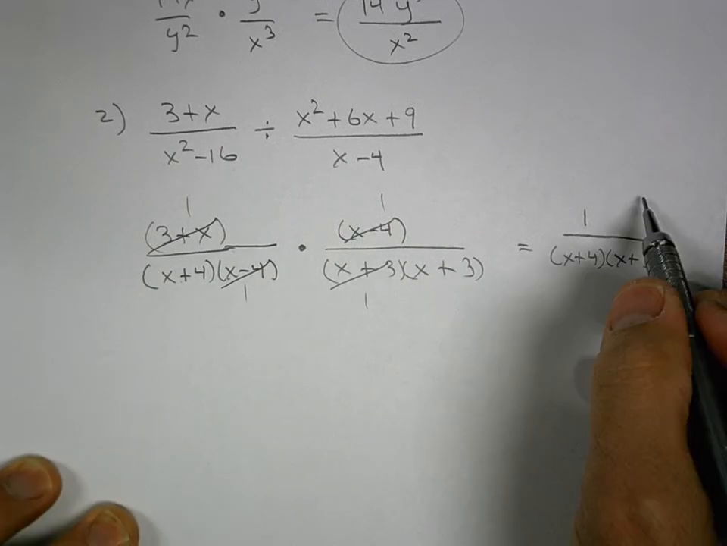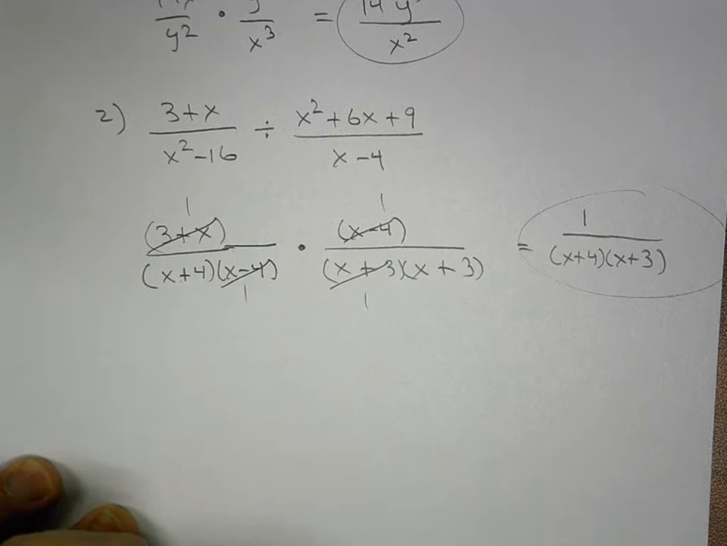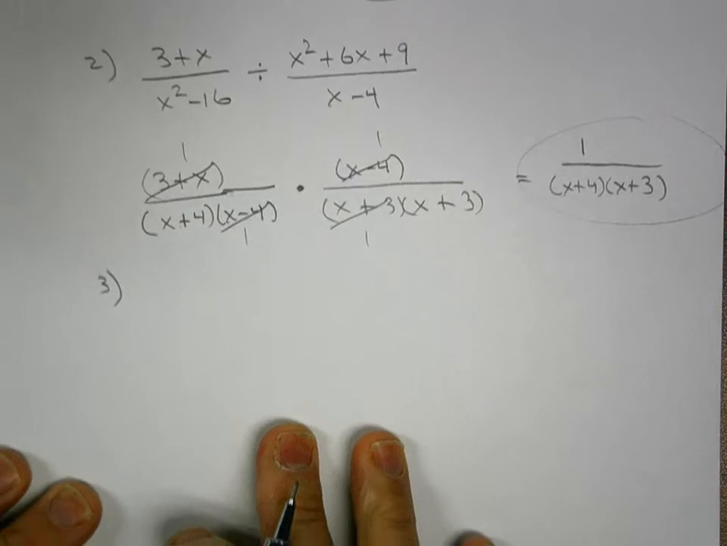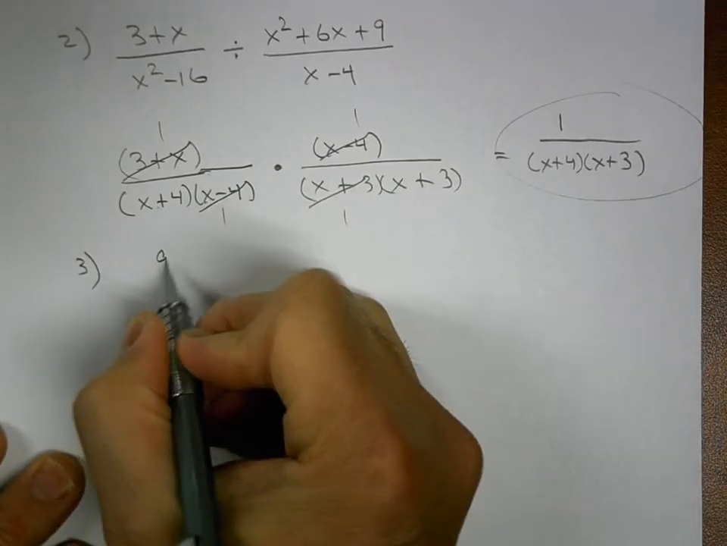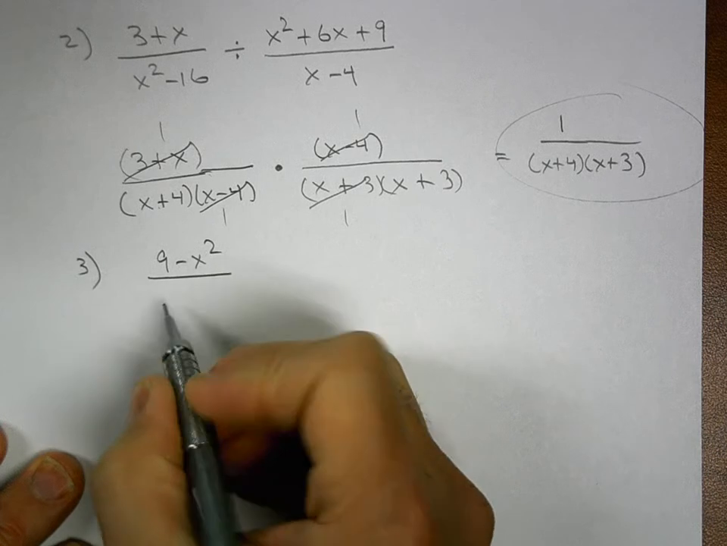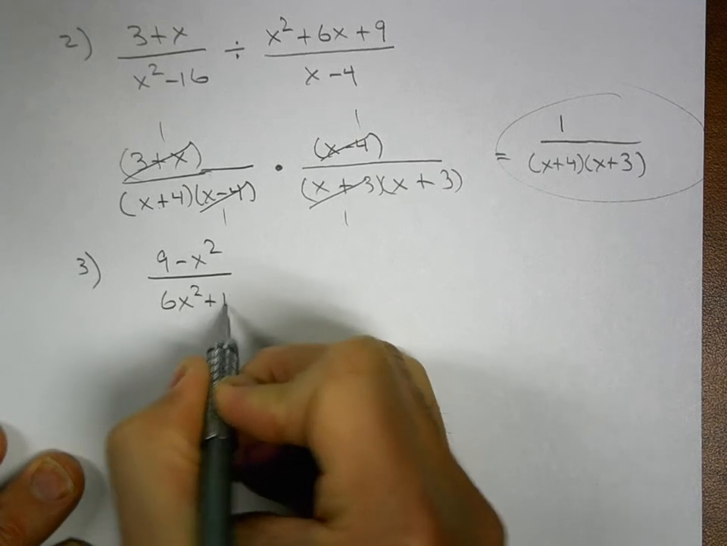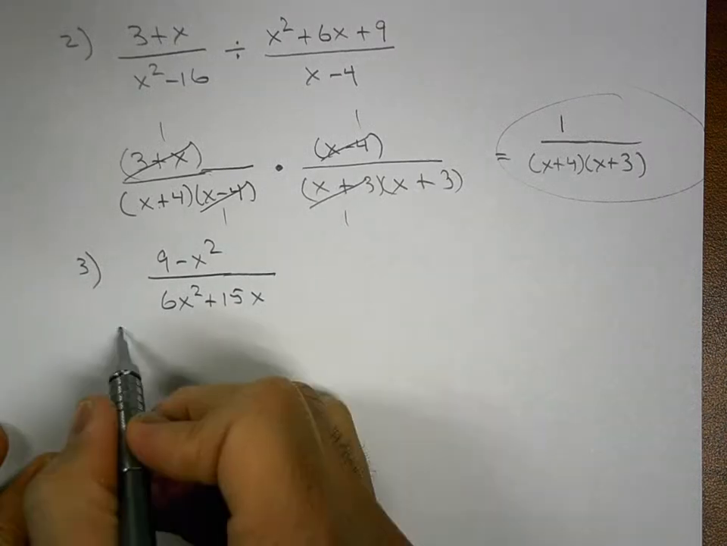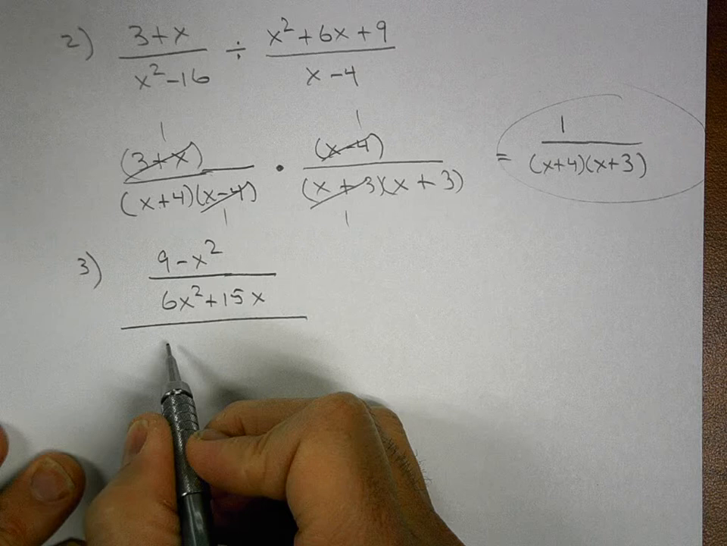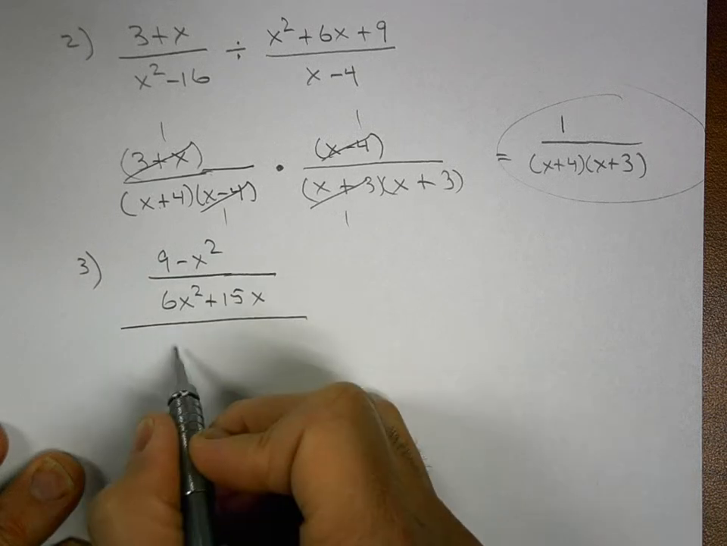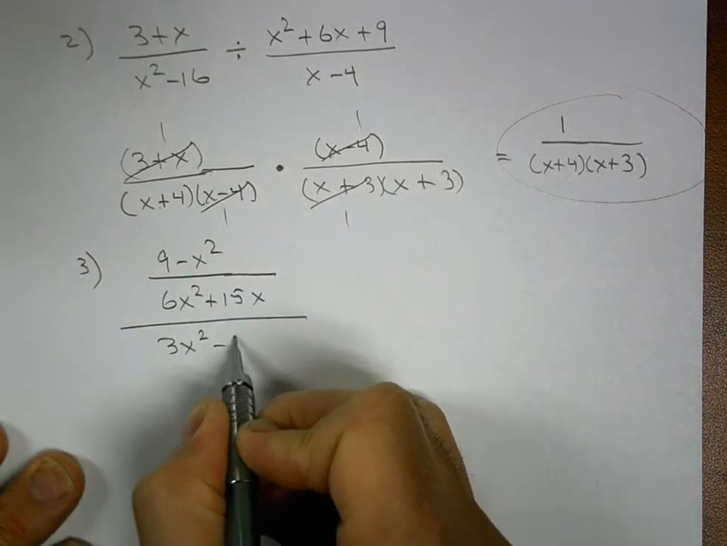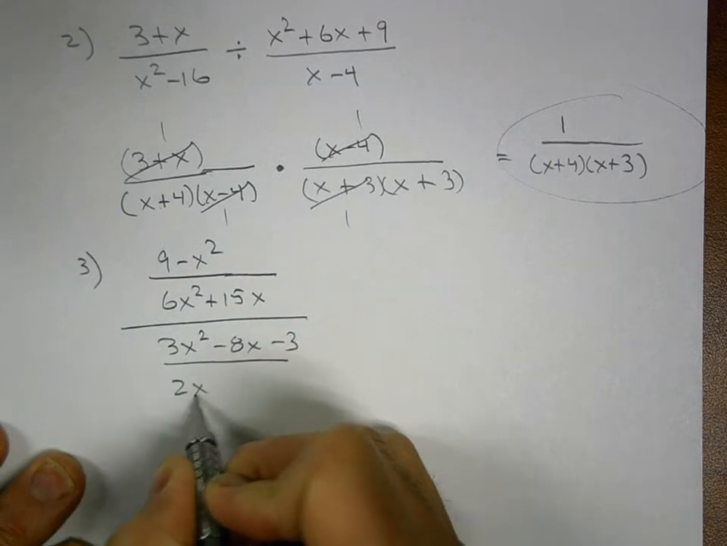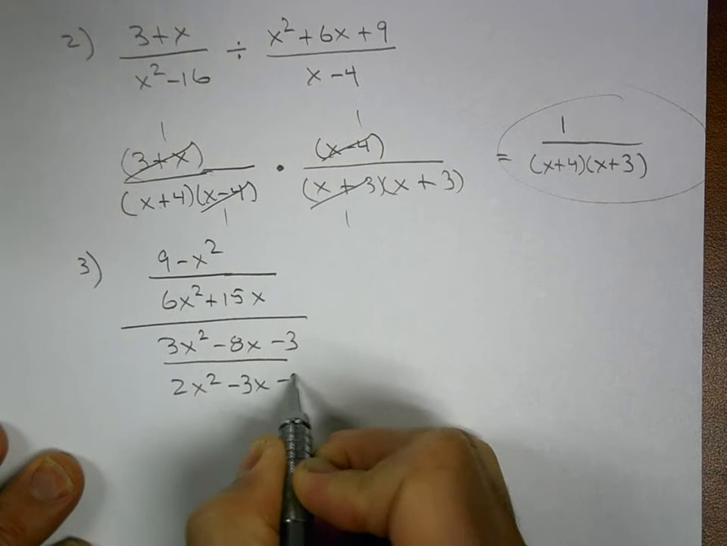Okay. Questions? Good. Okay. The last one here. So number 3. 9 minus x squared over 6x squared plus 15x, over, so this is a complex fraction, 3x squared minus 8x minus 3 over 2x squared minus 3x minus 20.